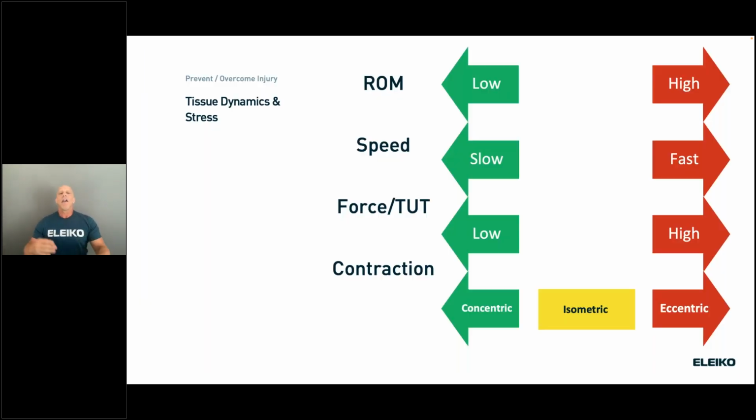We talked about there's all these different things we can do with tissues: how much range of motion we take them through, how fast the motion is occurring, how much force you're putting on it, how much time or attention you have, and the contractions that you're using. All of those are on a continuum. You can have lower and slower, or you can have higher and faster. Higher and faster equals more force, more stress into the system. Lower and slower equals less force, less stress into the system.